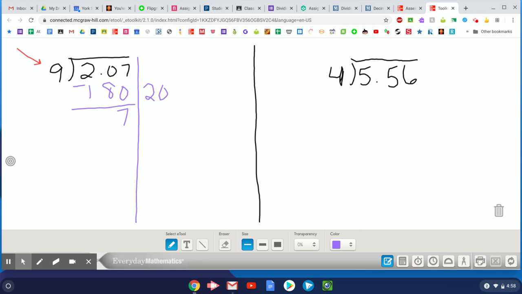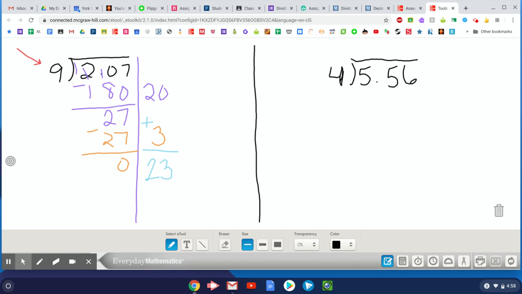We'll get, let's see here, we'll get 27. Oh, perfect. So next step, you got it. How many 9s are in 27? Well, because we know our math facts, thank you, Reflex Math, we know there's 3. And 3 times 9 is 27. And there's no remainder. So let's add up our partial quotients. We'll get 23.